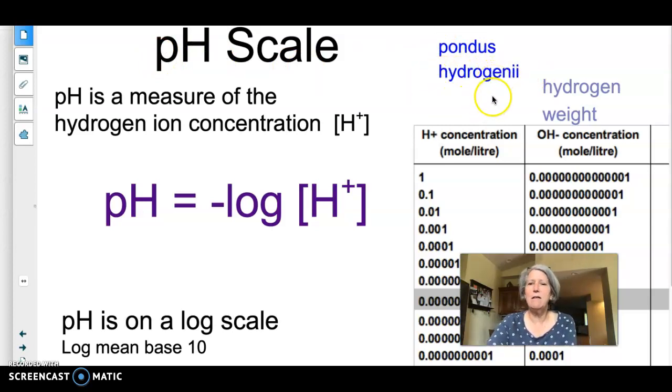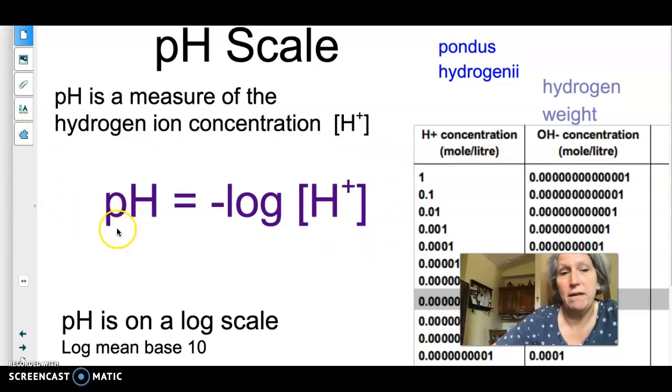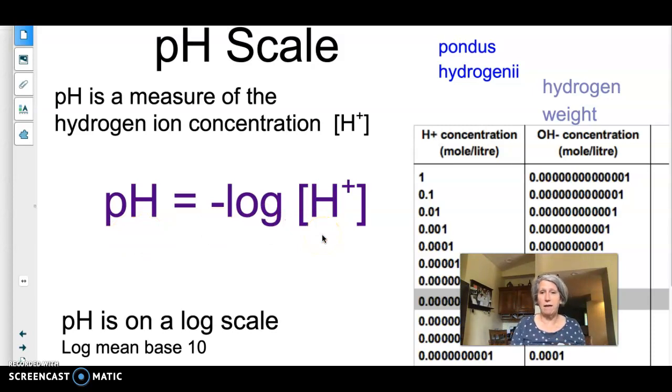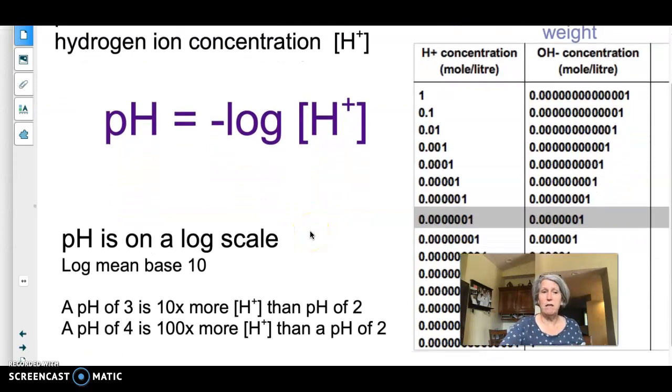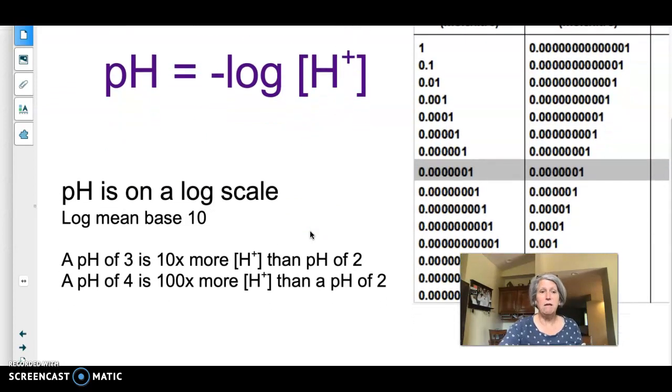I think that's how you say it, which basically stands for hydrogen weight, or sometimes you'll hear people talk about the power of hydrogen. pH is a measure of the hydrogen ion concentration in a solution, and this is how we define pH. This would be a good thing for you guys to know. pH is equal to the negative log of the hydrogen ion concentration. pH is on a log scale, and log means base 10.